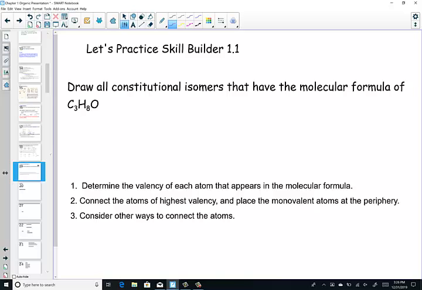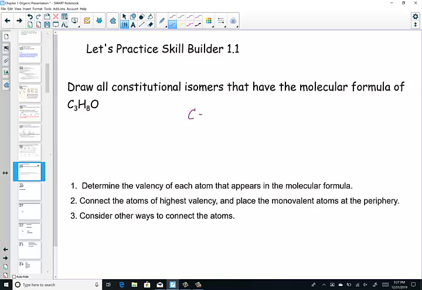So let's try. This is one from your homework called Skill Builders 1.1. We're asked to draw all constitutional isomers that have the molecular formula of C3H8O. So we're thinking about how many valence electrons each atom has, how many bonds it's able to form, and trying to place those in all possible orders to come up with constitutional isomers. Let me give an example.